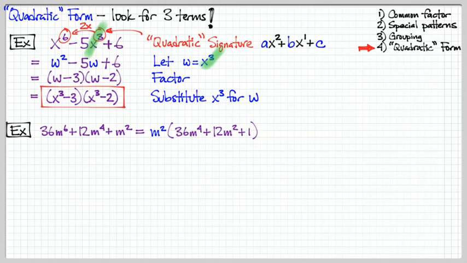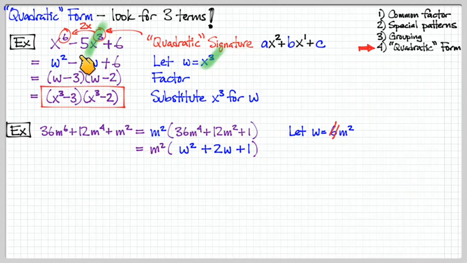But we could factor out the m squared from every one of these, and now we're left with 36m to the 4th plus 12m squared. Now we have this 2 to 1 relationship right here. So I'm going to let w equal 6m squared. And the reason I do that is I notice that this is a perfect square as well, so why not take the opportunity to do it at this time? I don't have to do it. It's possible if you were to just substitute like this, just as we did in the above example, it'll work just fine as well. I'm just showing this alternative method.